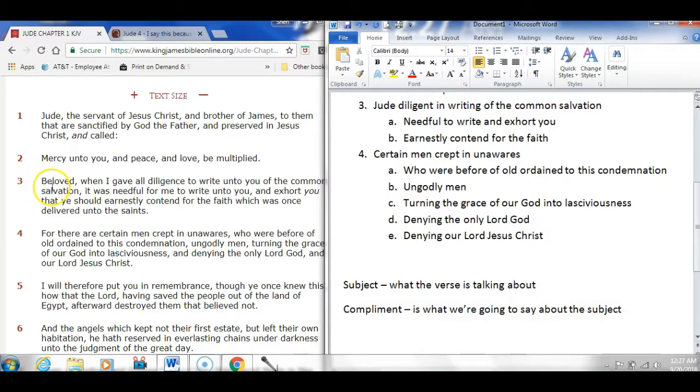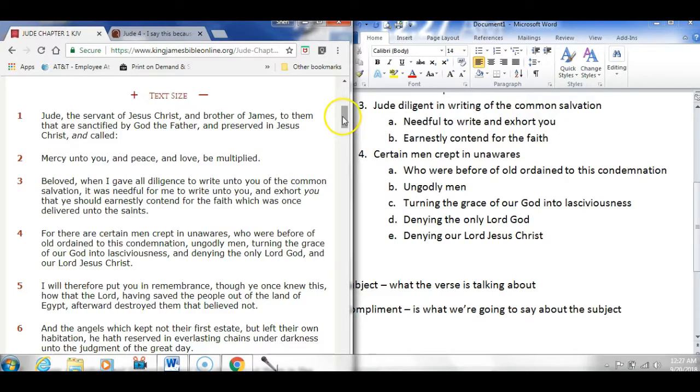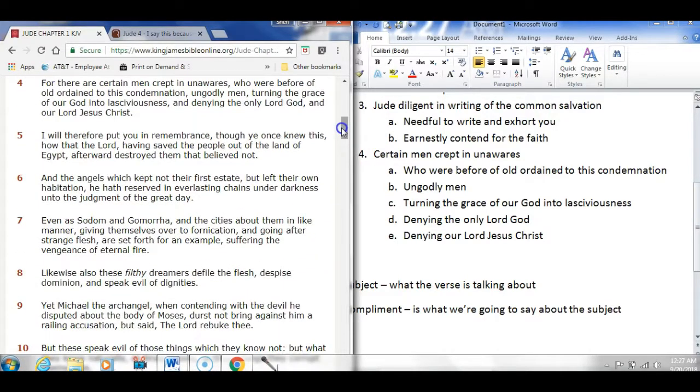So let's look at verse 6. Let's see if we can find the subject and the complement. And the angels which kept not their first estate, but left their own habitation, He hath reserved in everlasting chains under darkness until the judgment of that great day. So the subject, what is he talking about here? He's talking about the angels.